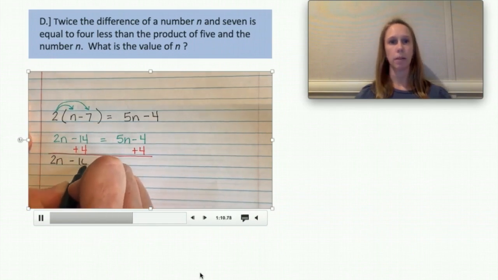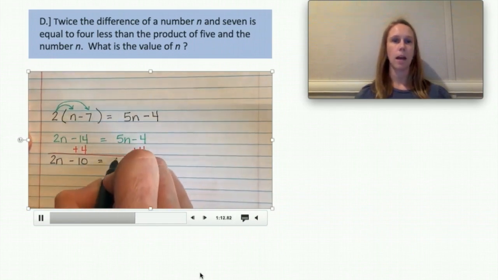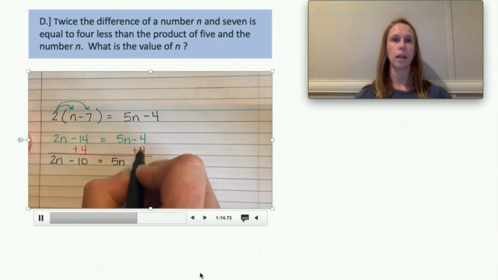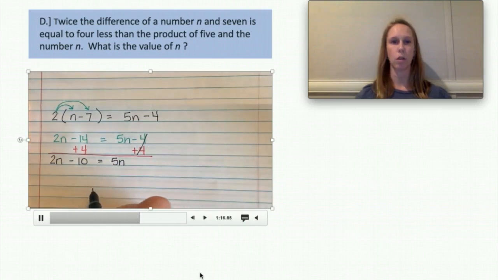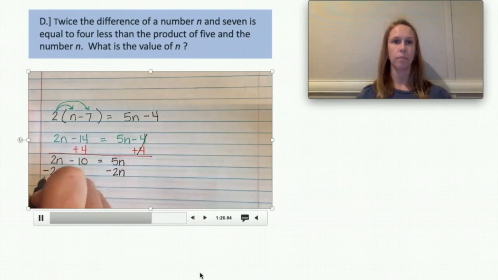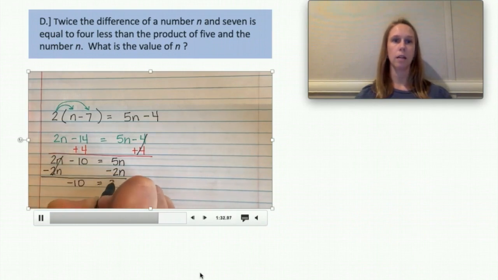And I had to think about that one for a second, obviously. And 5n, negative 4 plus 4 is 0, so I can cross those out. Now I need to put my variables together. So in this case, I'm going to subtract 2 times n from both sides of the equal sign. And once I do that, the 2 n's cancel out, and I have negative 10 equals 3n.